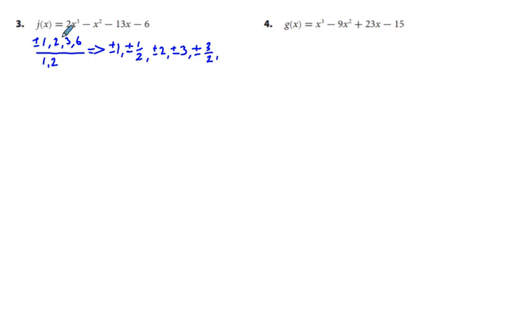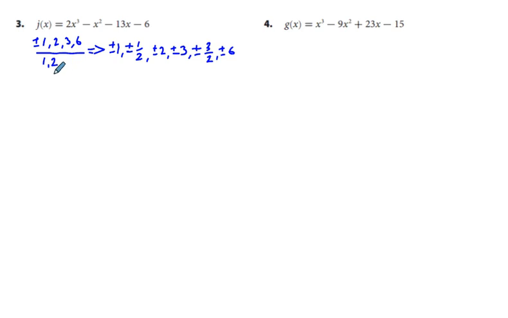And then we have plus or minus 6 over 1. And then we have plus or minus 6 over 2, but we already have represented that in 3. So we have a list of 12 possible rational zeros, only 3 of which can be actual zeros because we have a third power. So let's go ahead and work this out.